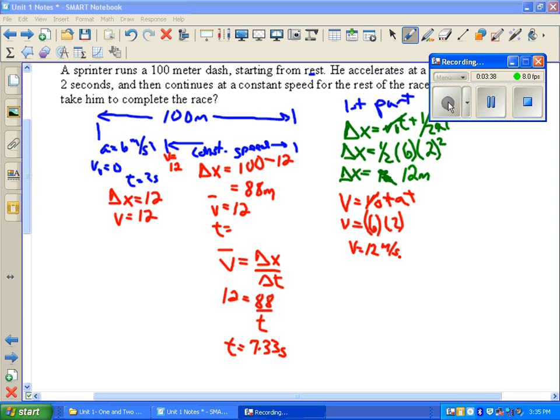And now I'm trying to find the entire time to complete the race. So in the first part of the race, it took 2 seconds. The second part, 7.33. So our total time is going to be 2 plus 7.33, which is going to give me 9.33 seconds for the entire race. So if you have something that has two different motions in the same problem, split them and treat them separately. It's just that the final velocity for the first part of the race will be the initial velocity for the second part of the race.